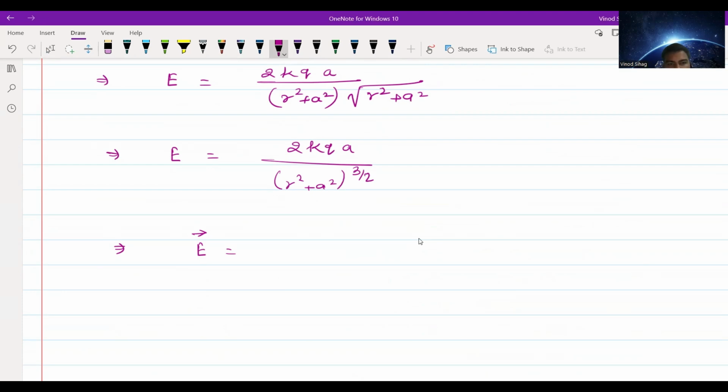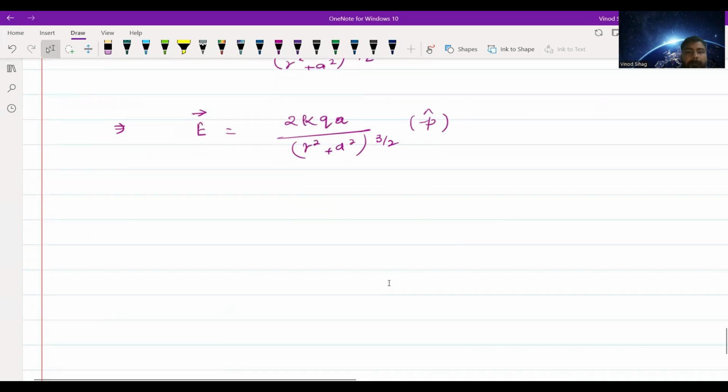twice of kq into a upon r square plus a square power 3 by 2, minus of p cap. This is the direction of the electric field at this point.